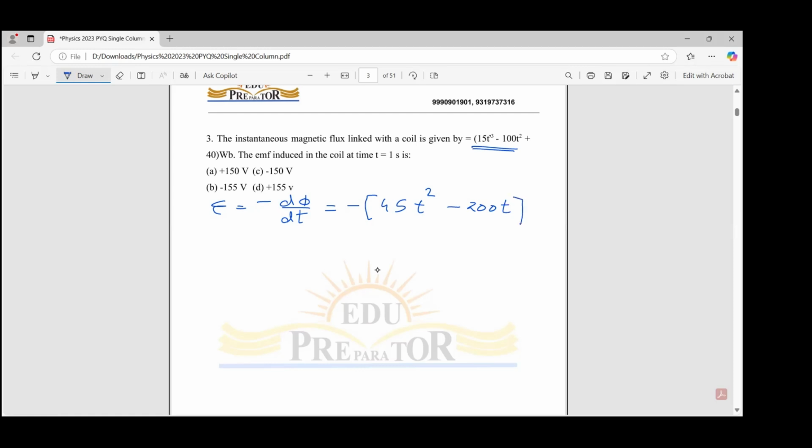40 is a constant, so therefore it has no value. So if we put the value of time t equal to 1 as the question says, on simplification, you will find that this answer comes to be 155. So that is why we have D as the correct option.